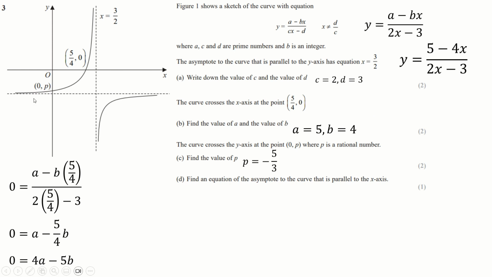And then the equation of this asymptote here, well, this is a little bit harder, but the general rule is it's just this x coefficient divided by this one. Minus 4 over 2 is minus 2, and that's the asymptote equation.